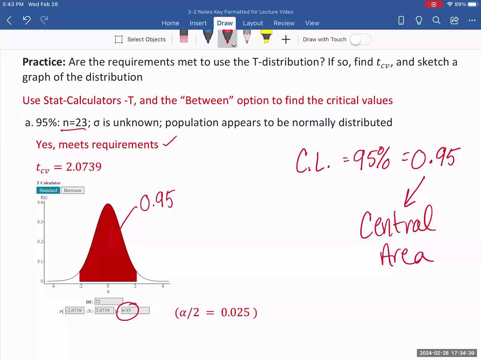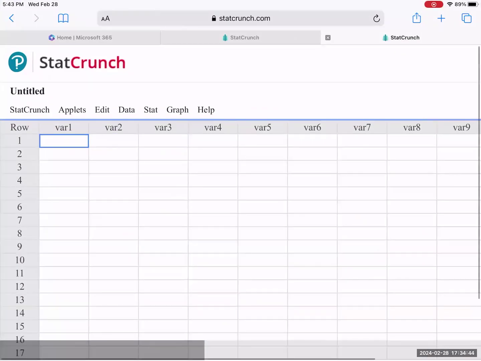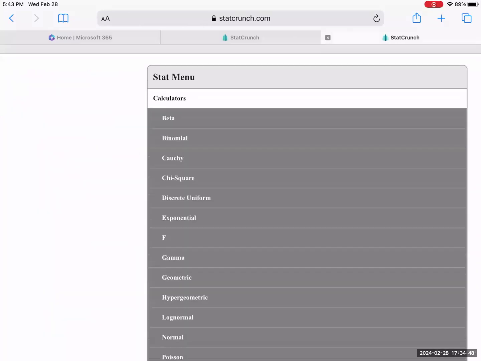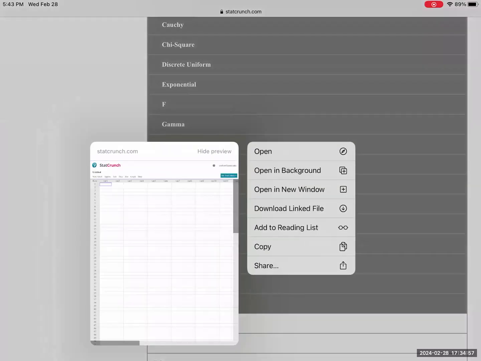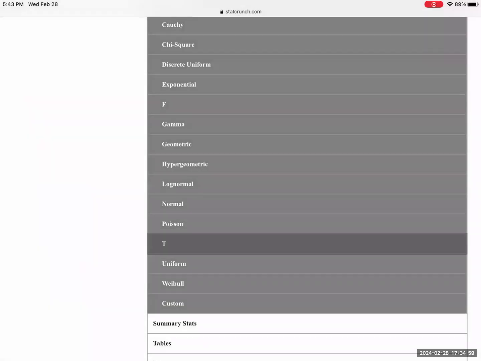So in StatCrunch, I'm going to go to Stat, Calculators, and then T is down toward the bottom. It doesn't say Student's T here, it just says capital T.